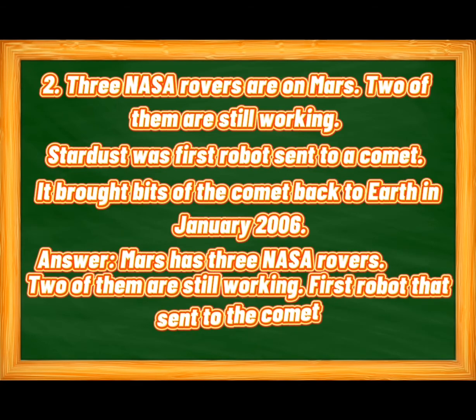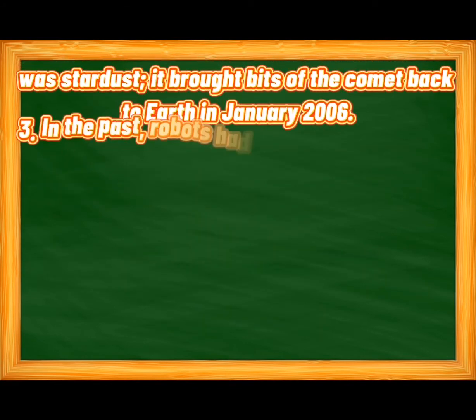And the answer is, Mars has 3 NASA rovers. 2 of them are still working. The first robot sent to the comet was Stardust. It brought bits of the comet back to Earth in January 2006.